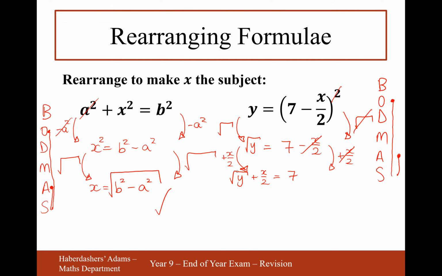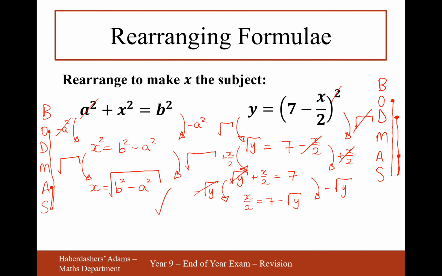an addition. So I need to take away this square root of y. Take away the square root of y, and I'll be left with x over 2 equals 7 minus the square root of y. The plus square root of y and the minus square root of y will cancel out on the left. I'll start from the bottom of BODMAS and I'll work my way up to addition this time.